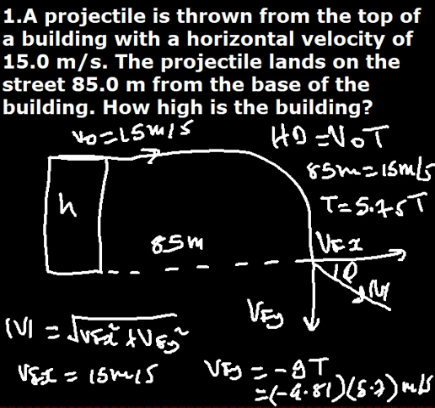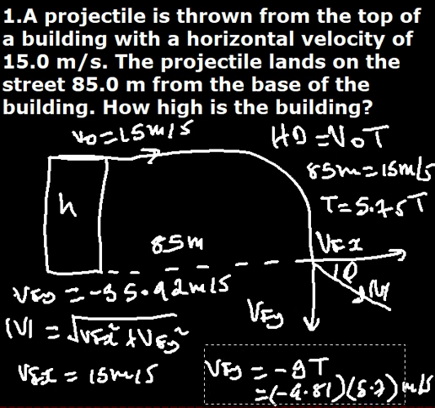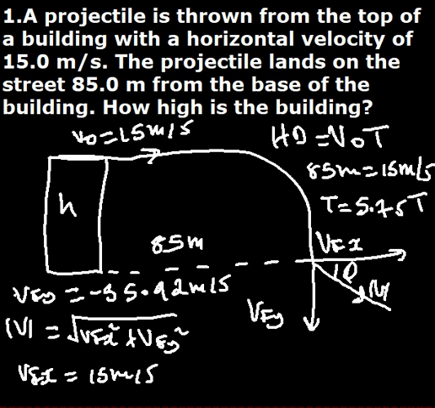Now you have to compute negative 9.81 times 5.7, and that gives the final velocity along y as negative 55.92 meters per second. It should be negative there. So that's the final velocity along the y-axis as the object strikes the ground.